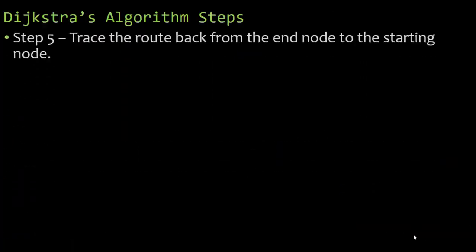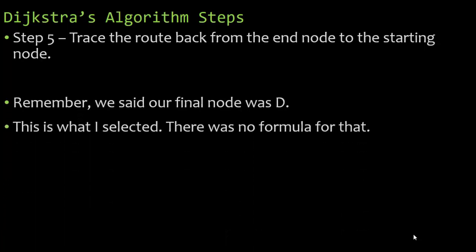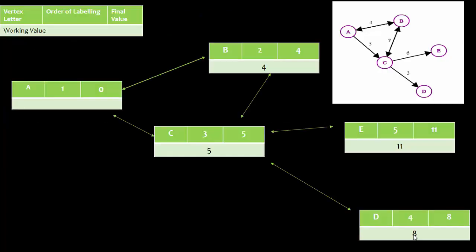So step 5, trace the route back from the end node to the starting node. Now remember, we said our final node was D. This is what I selected for the video. There's no formula for that. If you're wondering how I got D as my endpoint, that's just what I selected for this video. There's no formula to determine the endpoint.